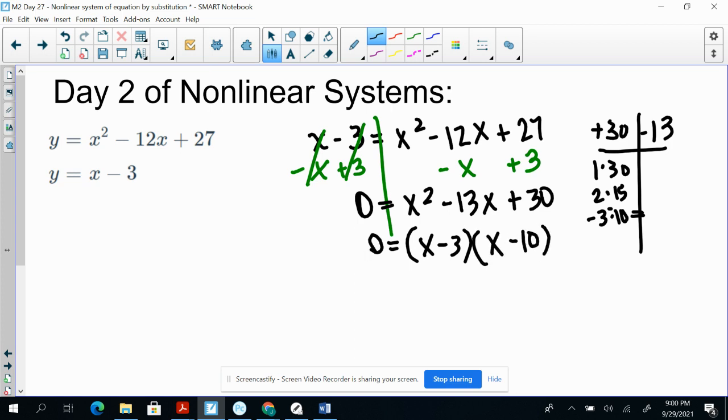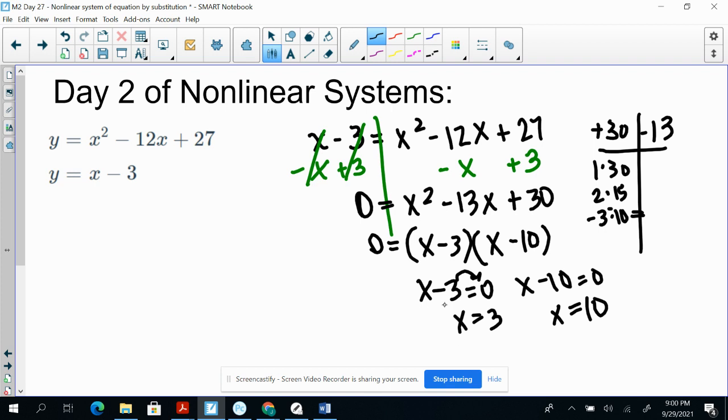So these are the factors, but our goal is to solve. So at that point, we're going to set them both equal to 0. Solve for x. So x is going to be a positive 3 and x is going to be a positive 10. Now, we have to keep going because remember, the solution to a system is a coordinate. It's a place. It's where on the graph the two functions intersect.